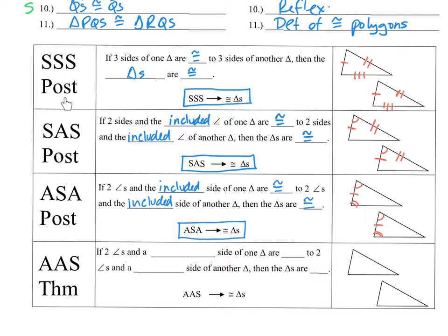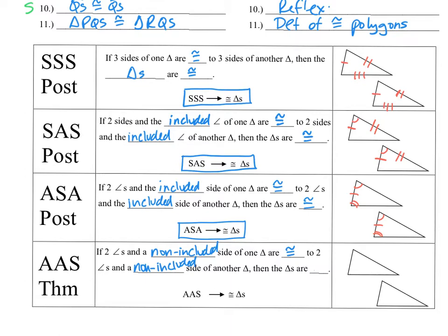Okay, so these three are postulates. We assume these to be true without proof, but this last one is a theorem, so we'll prove that in just a minute. And here's what the angle, angle, side theorem says. It says if two angles and a non-included side of one triangle are congruent to two angles and a non-included side of another triangle, then that's enough to guarantee that the two triangles are congruent.